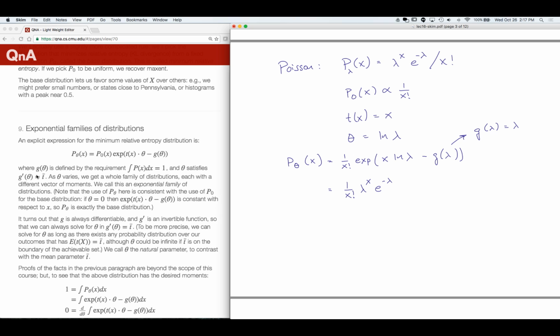The other intuition for what theta means is what I said earlier, right? So you can see here that large components of theta favor large values of the corresponding feature, and very negative components of theta favor very negative values of the corresponding feature, right? Because that makes e to the t dot theta more positive.